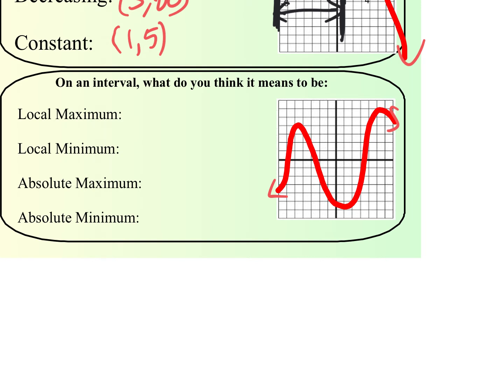Maximums and minimums. Before I even tell you anything, what do you think that's going to be? That little dot that I put an arrow to? Does it feel like it's a maximum or a minimum? It's a maximum. Now you might be like, but there's a spot over here that's higher. Then that's the absolute maximum.